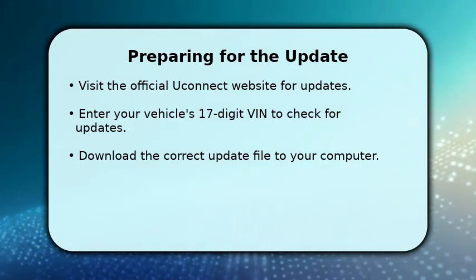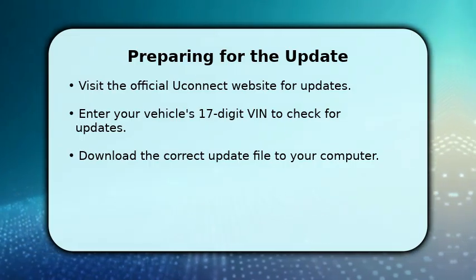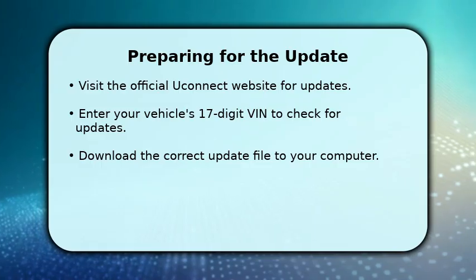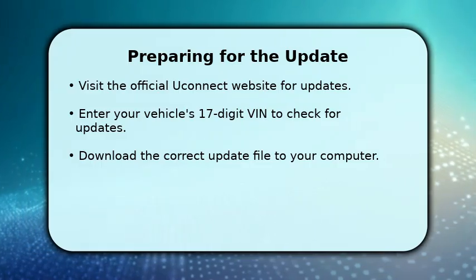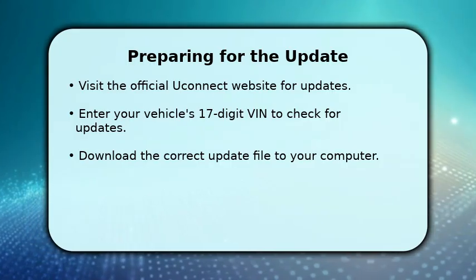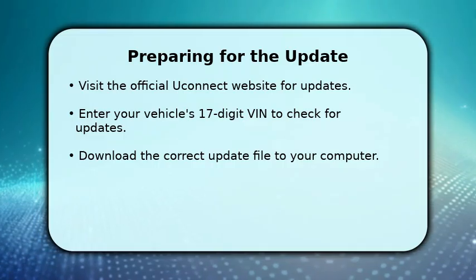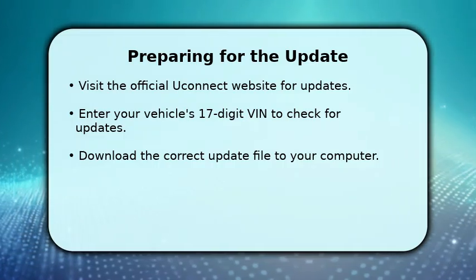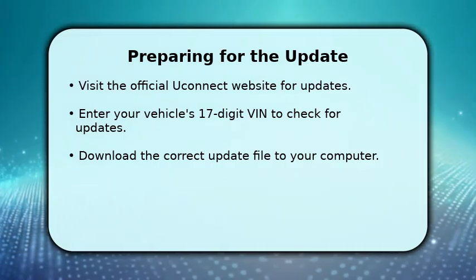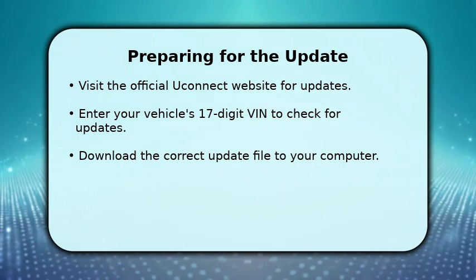Begin by visiting the official Uconnect website and entering your Ram 2500 17-digit vehicle identification number, or VIN, to check for available software updates. If an update is found, download the file to your computer. Next, prepare a USB drive, at least 4 GB in size, by formatting it to FAT32. This ensures your Uconnect system can properly read the update files.